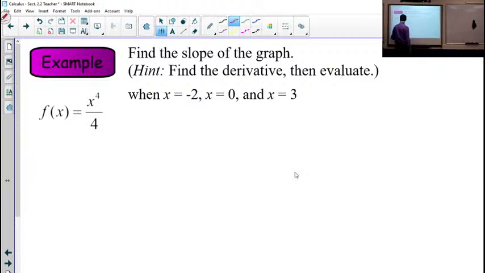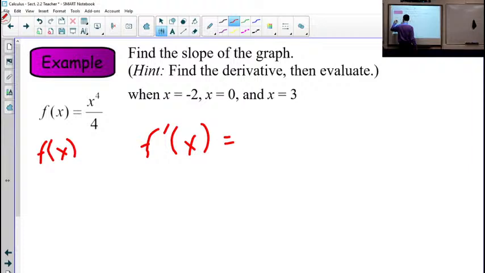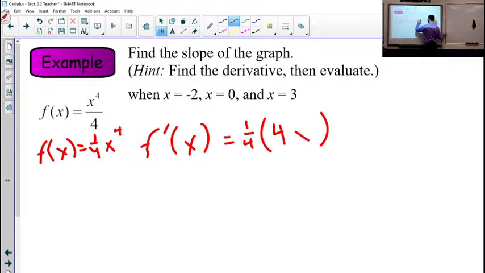So we have x to the fourth over 4. I can also rewrite this, if it helps, as 1/4 x to the fourth. So f prime is 1/4 times, well, the derivative of x to the fourth is 4x to 4 minus 1 is 3. So 4x cubed. Which, these cancel, and we have just x cubed.